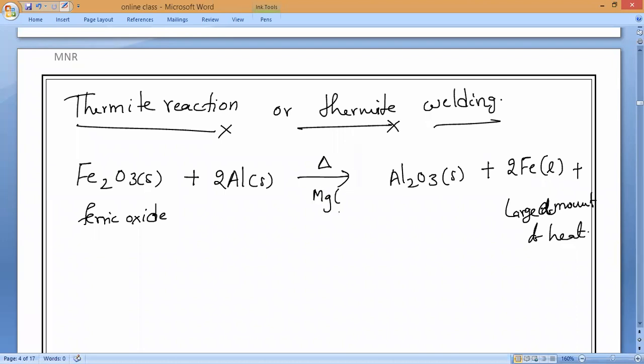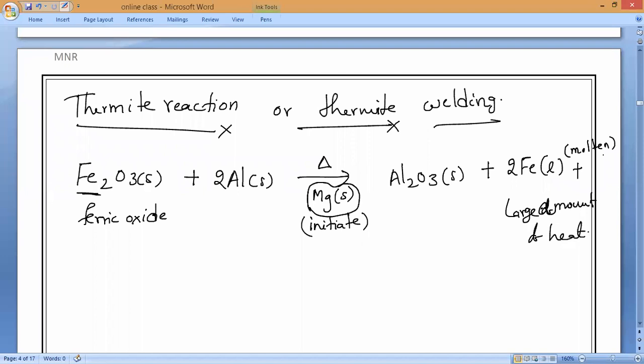Why are we using magnesium powder? It will initiate the reaction. Initiate means it is like a catalyst. Do you understand, everybody? To initiate this reaction, we are using magnesium. So when this reaction starts, then aluminum metal displaces the iron and it will form aluminum oxide and iron metal, which is in molten state or liquid state.